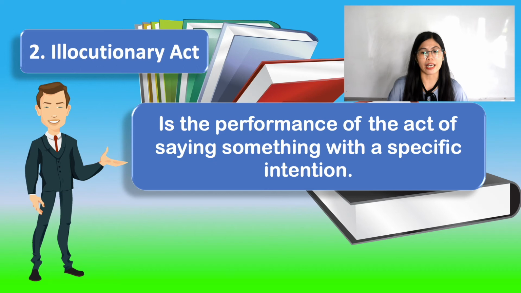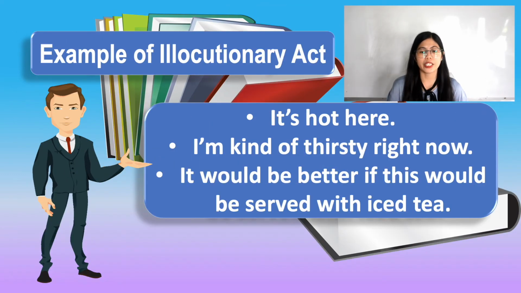The next level of speech act is the illocutionary act, which is the performance of the act of saying something with a specific intention. In short, you say something with a specific intention. For example, the context is the aircon is off, and when I say it's hot here, it's my indirect request to turn on the aircon. Here I didn't just utter words, I also have an intention.